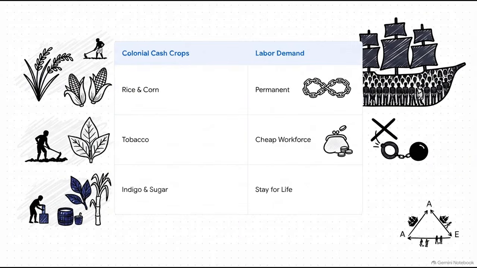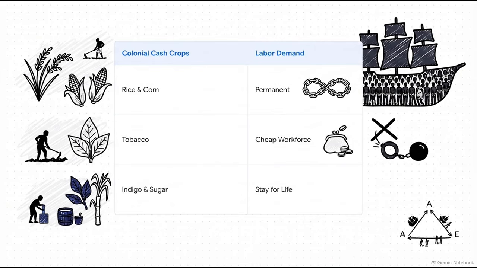When you look at the agricultural boom in the North American and Caribbean colonies, you see this massive, insatiable demand for manual labor. The colonists were growing incredibly lucrative cash crops, right? We're talking rice, tobacco, corn, indigo, and sugar. But cultivating these crops required intense, backbreaking work.